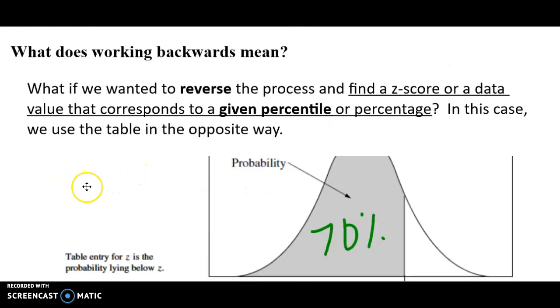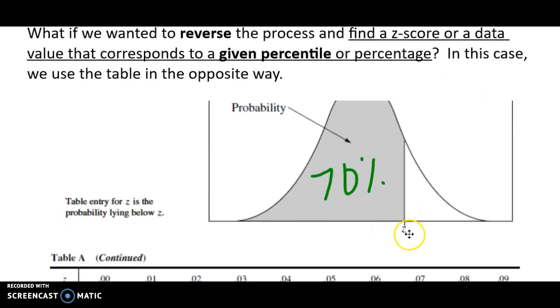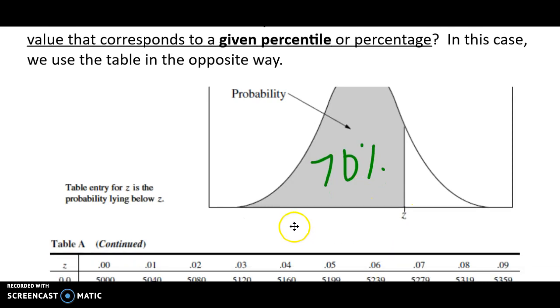In this next section, we're going to be working backwards. So what does that mean? It means that given the percentile, we're going to find the z-score using the table in the opposite way. So let's say that we know this shaded area is 70%, and we want to know how many standard deviations above the mean we are. Since we know 50% is 0, we know we're above the mean at 70%.